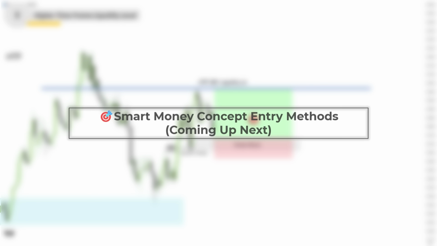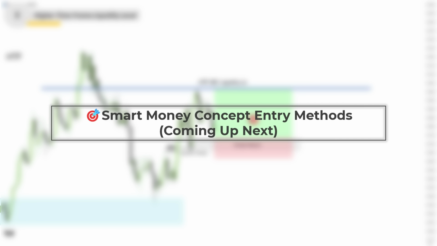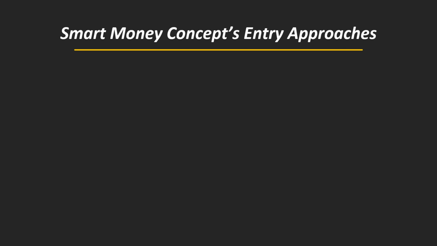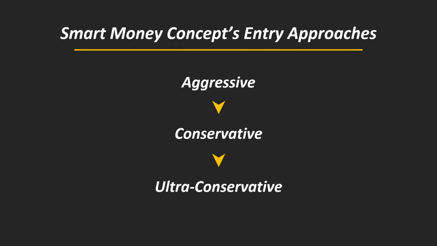So now, let's dive into smart money concept entry methods step by step and learn how to use them correctly to identify the best entry points in the market. In smart money concepts, we have three main entry approaches: aggressive, which carries more risk; conservative, which gives you entries with additional confirmation; ultra-conservative, which gives you even more confirmation across multiple time frames. Each model has its own pros and cons, so you need to choose the one that matches your trading style and your risk tolerance. Now let's break them down step by step.